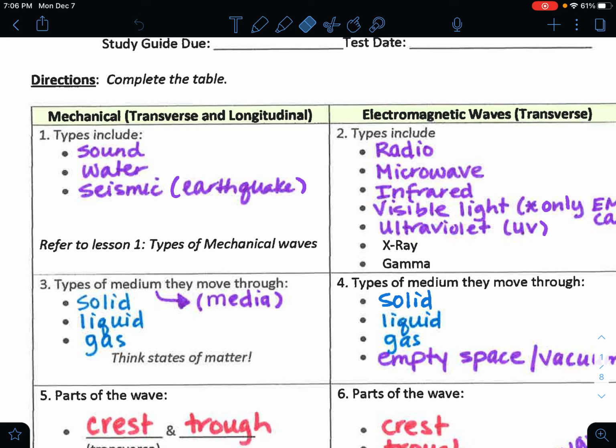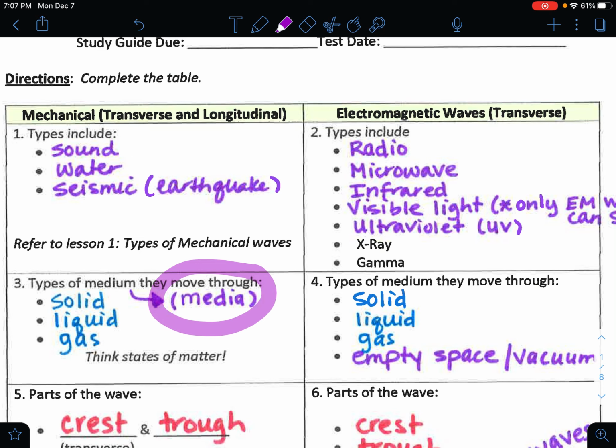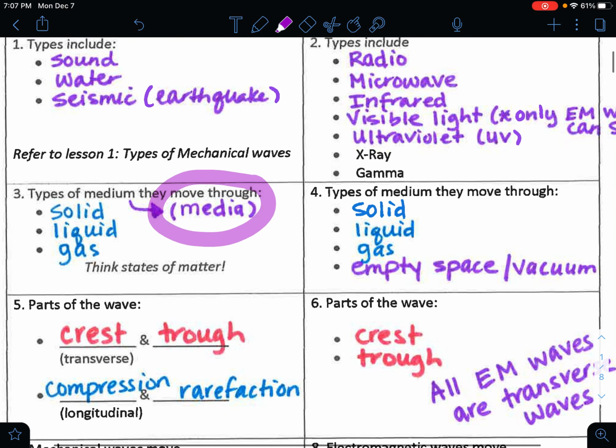So the types of media that they move through: solid, liquid, gas. The plural for that is media. So you might see a question that has media on it, and it really is just the plural of medium. Okay, so don't let that fool you. The types of mediums that an EM wave goes through would be solid, liquid, gas as well, but we're going to add empty space, vacuum.